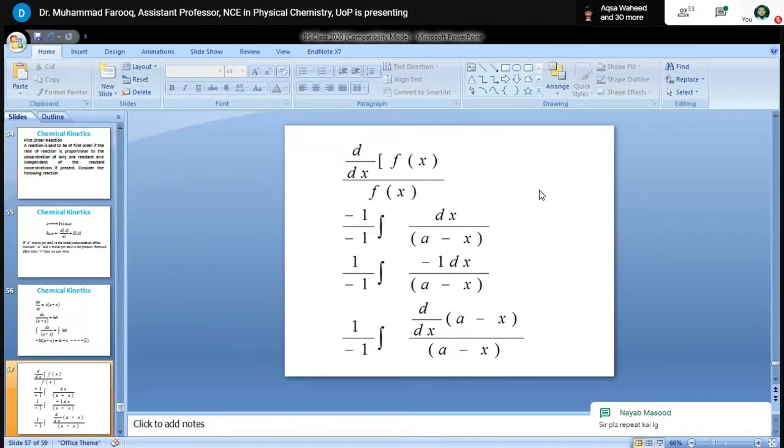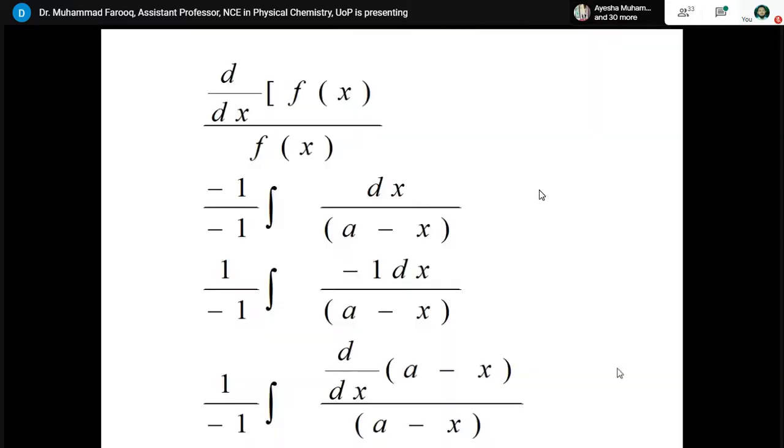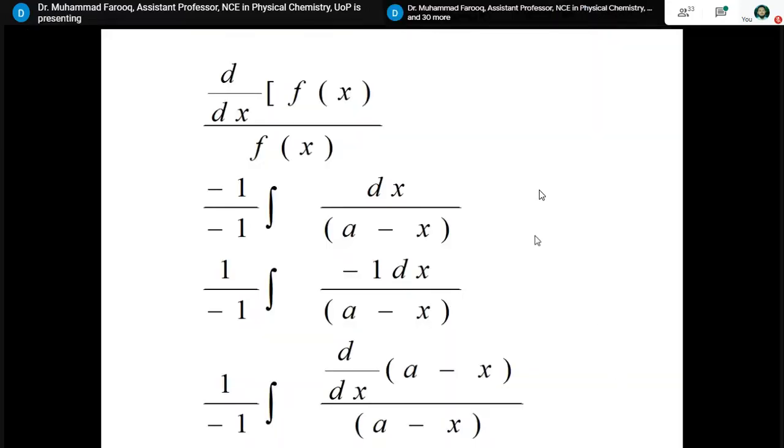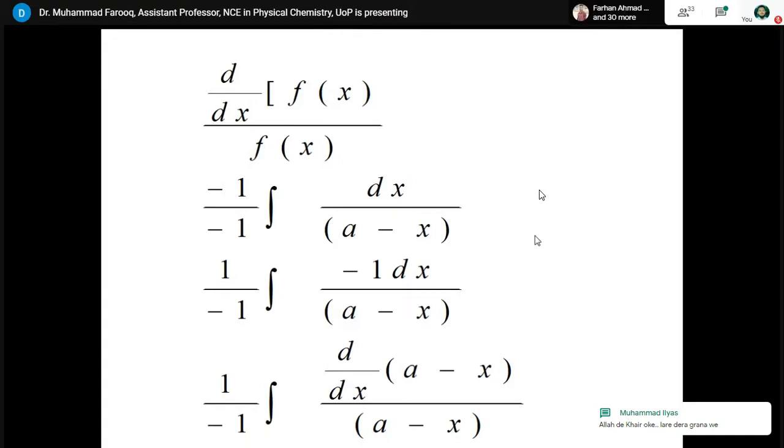Okay, now you can see this clear now. Minus, I can multiply minus 1 divided by minus 1, so nothing will happen to it. This clear or not? Minus 1 divided by minus 1, multiplied by minus 1, divided by minus 1. This clear or not? Yes, sir. Now, I can write down 1 divided by minus 1 into minus 1 dx over a minus x. Can I write or not?